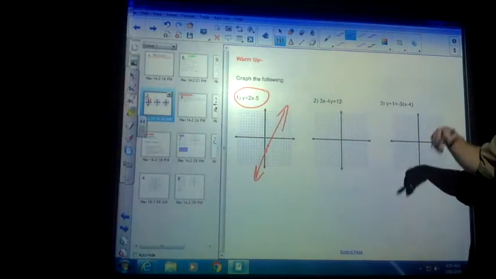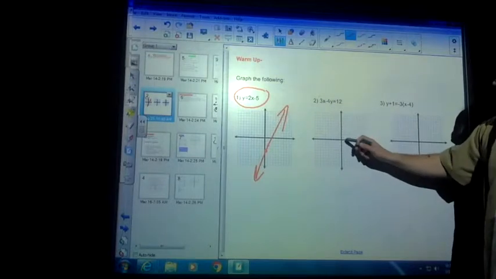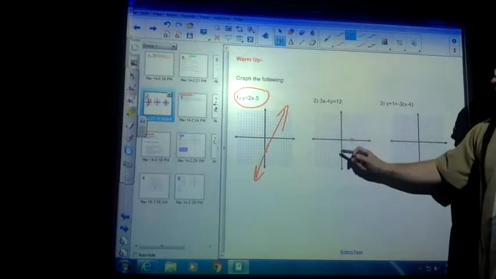The second one, we could use the cover method. It's a straight line. If I do the cover method, if I cover the y value, it crosses the x at 4, covers the y at 3.